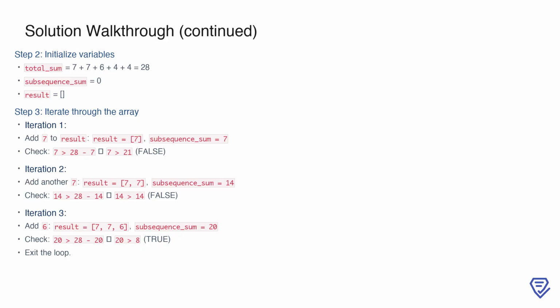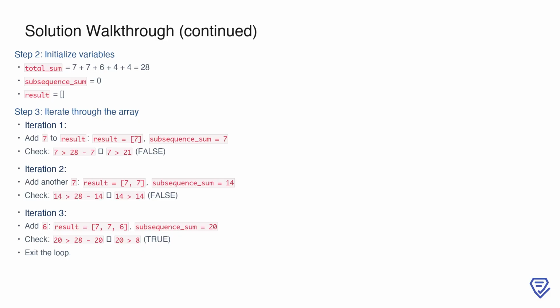In the first iteration, we add the largest number, 7, to result. Now, result is 7, and subsequence_sum is 7. Next, we check whether 7 is greater than 21, the remaining sum. Since this is false, we move to the second iteration. Here, we add another 7 to the result list, making it 7, 7, and update subsequence_sum to 14. Again, we check whether 14 is greater than 14, and it is not.